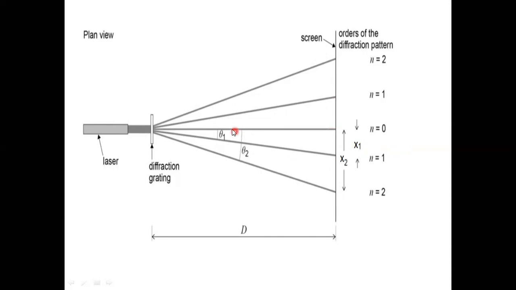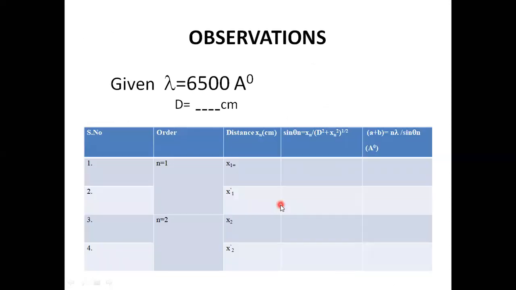So how can we calculate sine theta 1? If I consider this right angle triangle, x1 is the perpendicular, D is the base, so the hypotenuse, using the Pythagoras theorem, will be the square root of x1 square plus capital D square. So sine theta 1 can be written as x1 divided by the square root of x1 square plus D square. So this is the formula for sine theta.